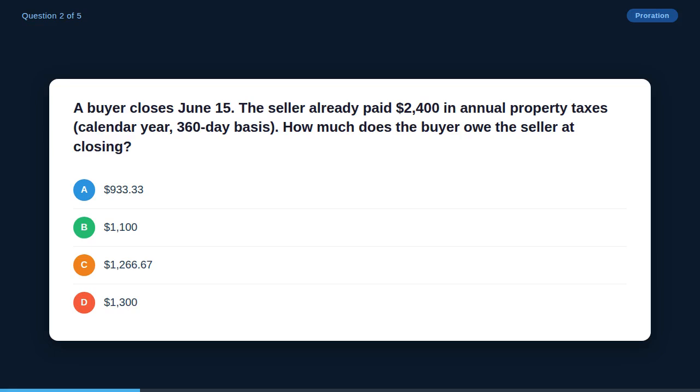Option A, $933.33. Option B, $1,100. Option C, $1,266.67. Option D, $1,300. Take a moment. The correct answer is C, $1,266.67.